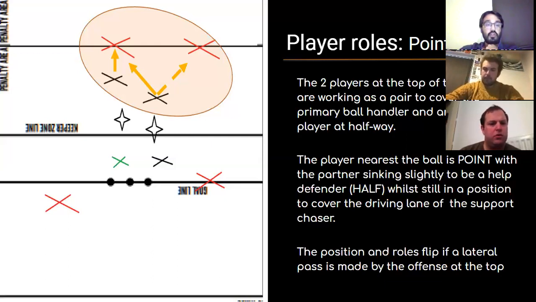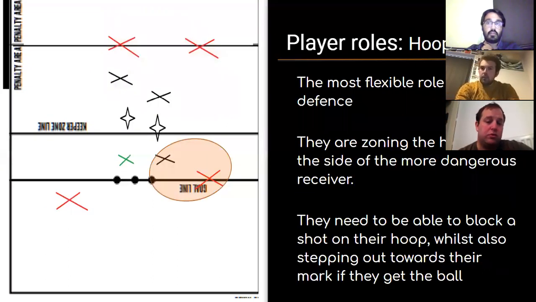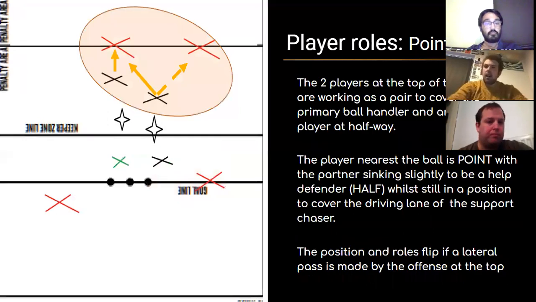Okay, so you're doubling up on the person with the ball with the half, the help defender, still keeping an eye on the square pass. Okay, that's the point and your half. Yeah, I'd say that in this scenario, the half is definitely working a lot harder than the point usually.